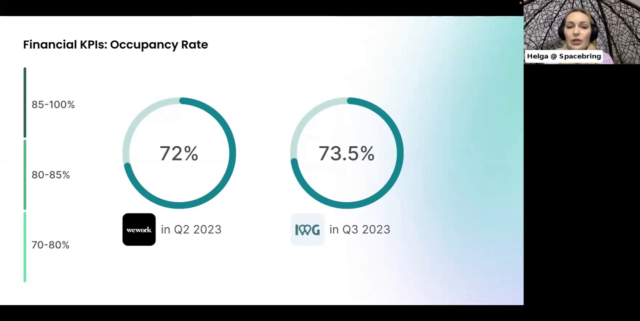But hey, here's the trap. Watch out if you're soaring above 85%. It could mean your space is feeling a tad crowded, which might affect member satisfaction. Keep an eye on it, especially if you're aiming for those high pricing tiers. And hey, watch the benchmarks. Take a cue from the big guns like WeWork and IWG. They are setting the bar high with their occupancy, which you see on the slide.